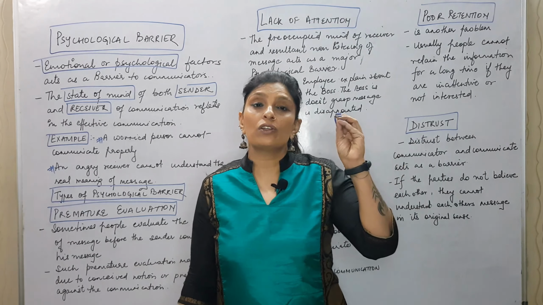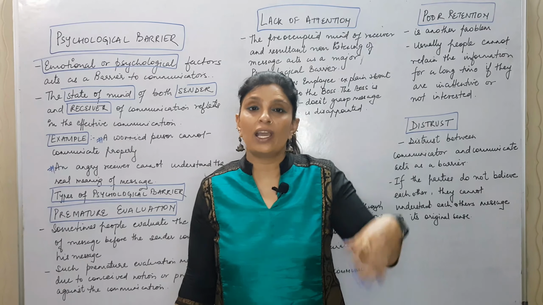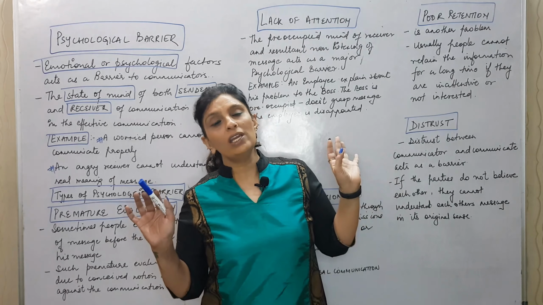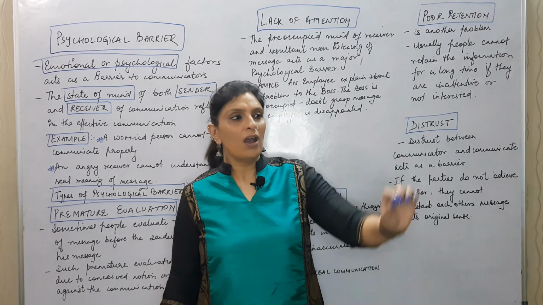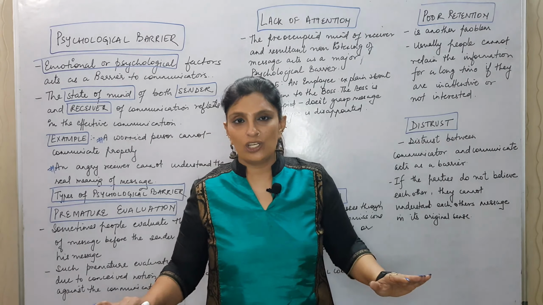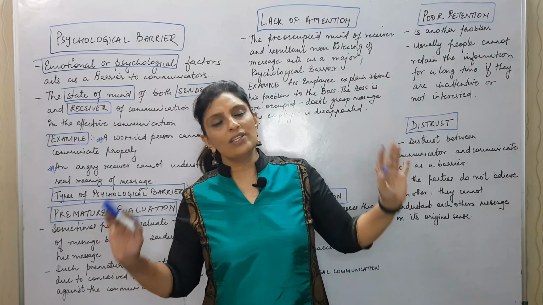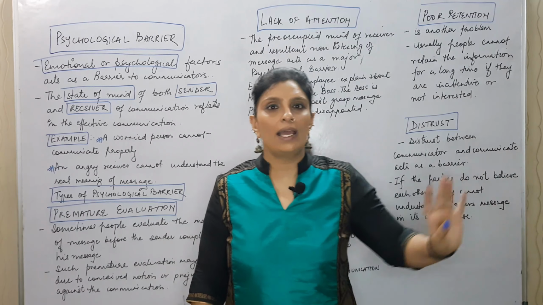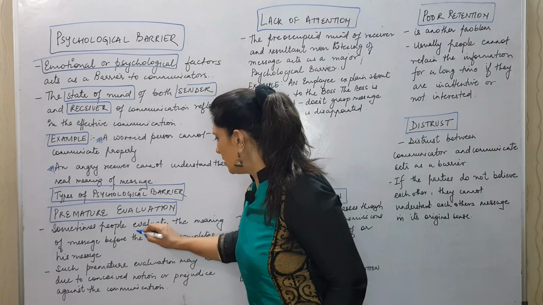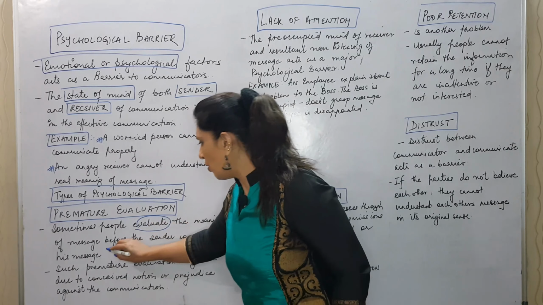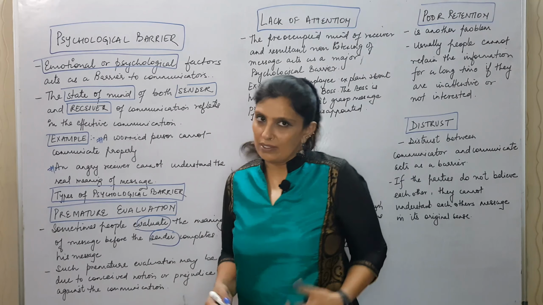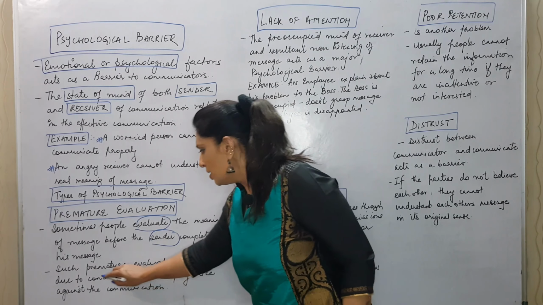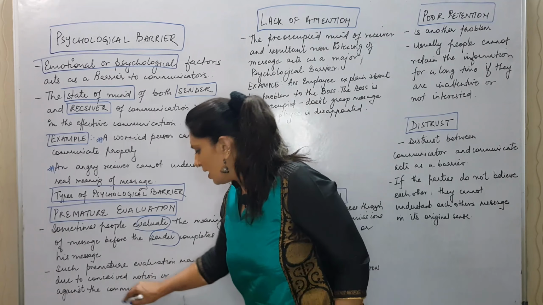Whatever, if it was your friend's fault because of which that person and this friend had a problem, you have already thought in a particular manner about that person and it doesn't change. Predisposition. You decided in advance this person is going to be like this and outcomes will always be like this. Sometimes people evaluate the meaning of a message before the sender completes the message. Such premature evaluation may be due to a conceived notion or prejudice against the communicator.